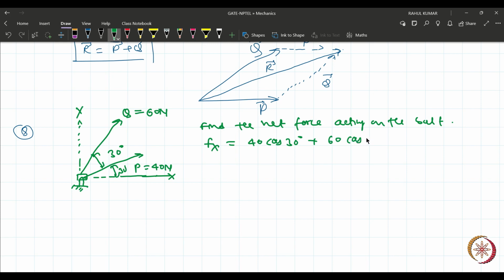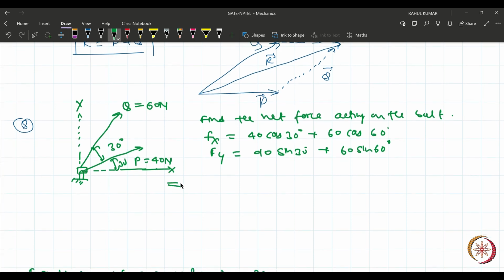60 cos 60 degree. Okay, and what are the total forces in y direction? That is nothing but 40 sine 30 degree plus 60 sine 60 degree. Okay, so what is the resultant? Resultant will be F net, that is nothing but the square root of Fx square plus Fy square, that is approximately 96.7 Newton. Okay, so let's take another example.